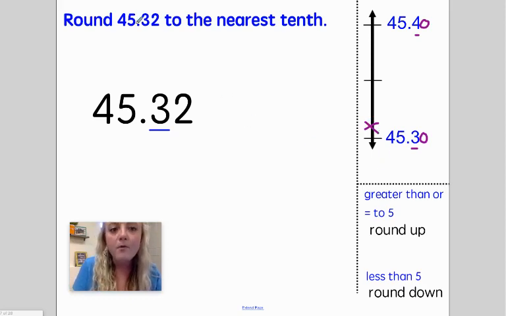That means that 45 and 32 hundredths rounds to 45 and 3/10. I know this because it's closer to 45.3 on this vertical number line.